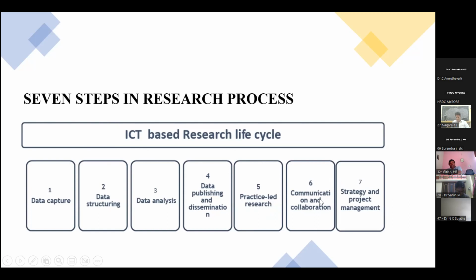And then communication and collaboration. Collaboration can be a national collaboration, a multi-domain collaboration, a multidisciplinary collaboration, or an international collaboration. So the collaboration can be of many types. It can be interdisciplinary. A sociology researcher can collaborate with an economics person, or a sociology and economics fellow can collaborate with a statistical researcher. So this is how multi-domain or multidisciplinary research can be done.